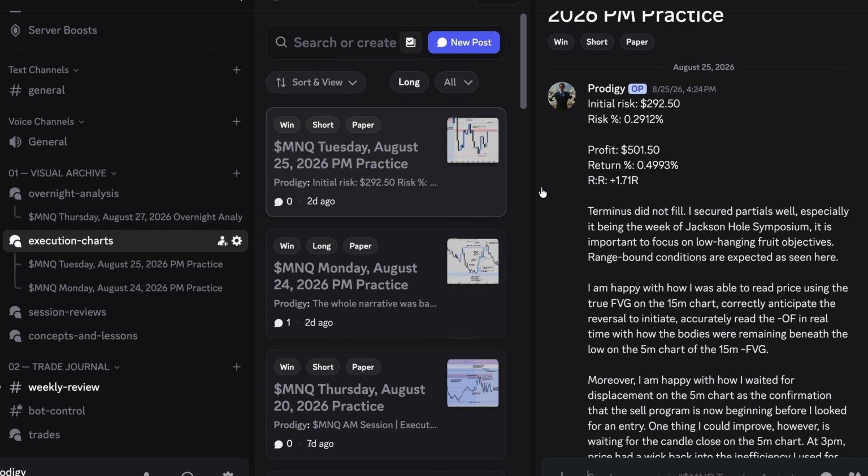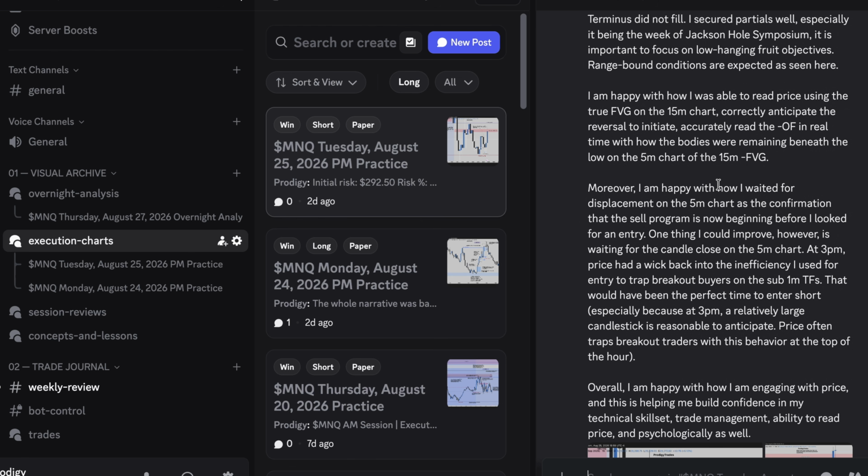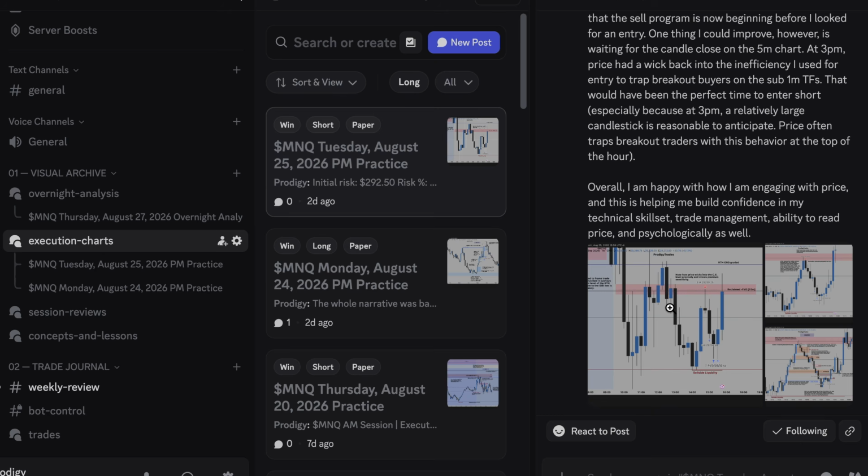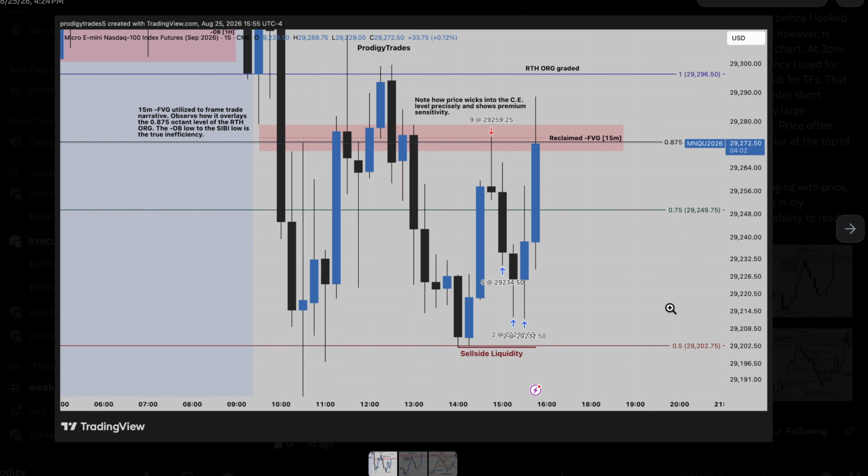So this is my most recent one on August 25th in the PM session. And this was simply a paper execution for practice. I write down my initial risk and my gain in terms of percentage and dollar amount, my risk to reward ratio, because even though it's practice, I still want to ensure that I'm practicing good risk management. Here are my annotations, which I also shared publicly on X.